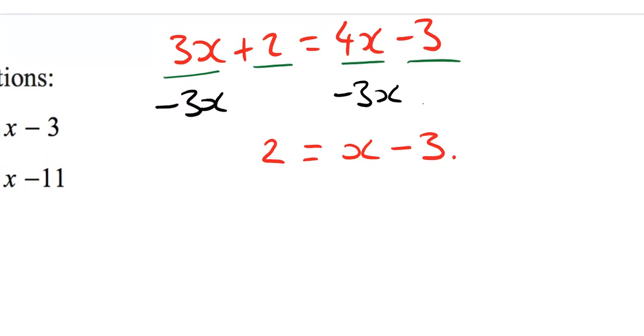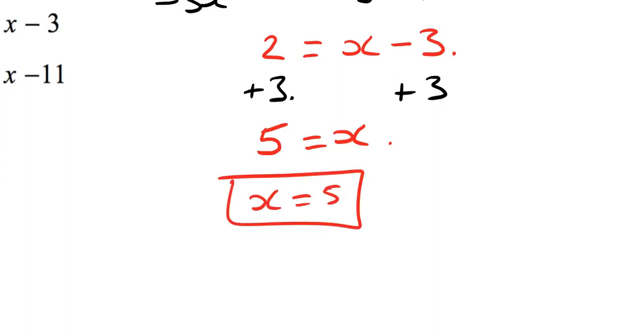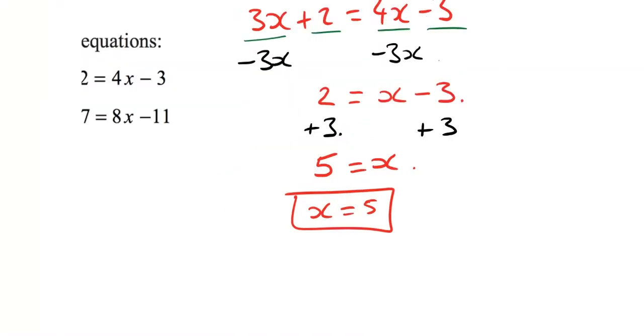Okay, next thing I'm going to do is add 3 to both sides because I can see that minus 3 there and I want to get x on its own. So I'm going to add 3 to both sides. I will end up with a 5 on the left and just that x. And I'm kind of finished. Remember, we want to write the x on the left first. That's the standard way to write our answers, but we're finished. x is equal to 5.